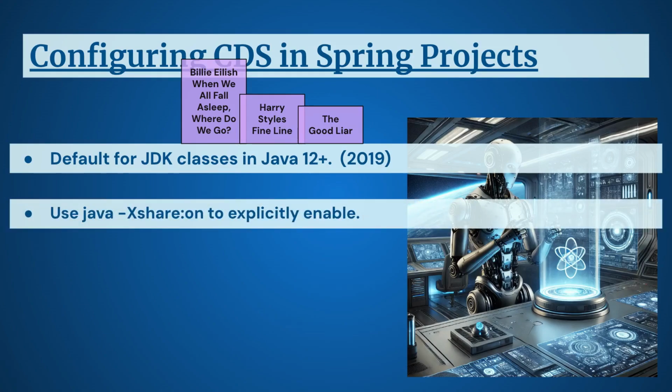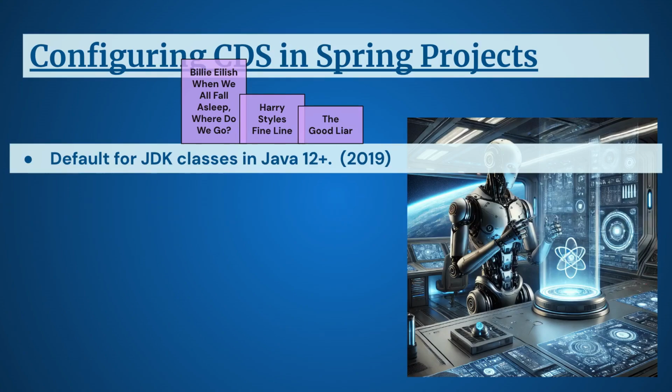2019 was the year of the release of the album of Billie Eilish. It was a release of one album of Harry Styles as in there, and there was the release of The Good Liar.